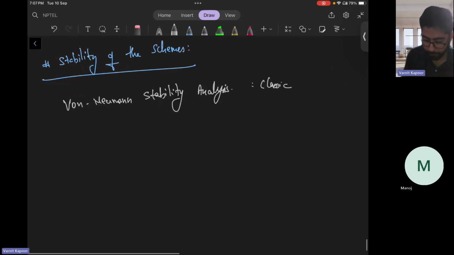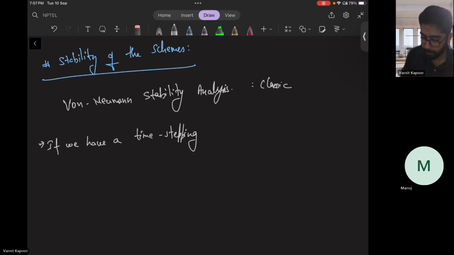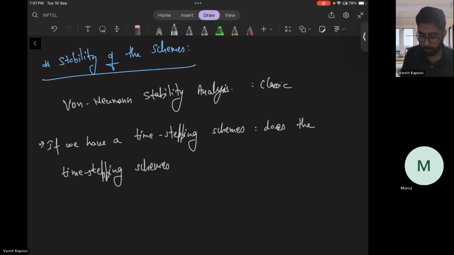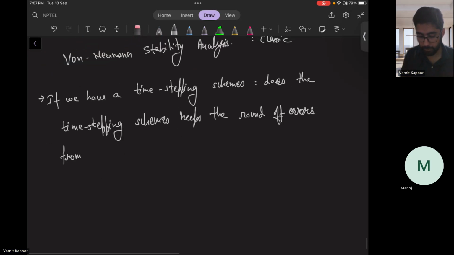If you have a time stepping scheme, the time stepping scheme keeps the round off errors from growing from time step to time step.